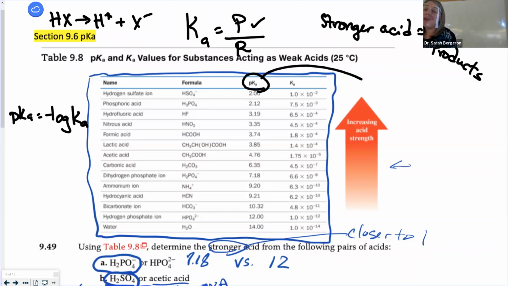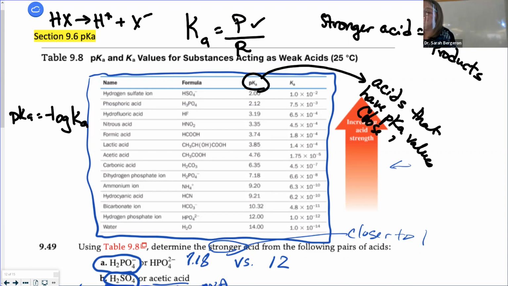So if you want to talk about pKa values and strengths of acids, pKa values close to 1 are stronger. So do you see how the strongest one has a pKa value of 2? 2 is really close to 1. What does water have? A pKa value of 14. That's much farther away from 1, right? I told you this chart was going to be important, right?